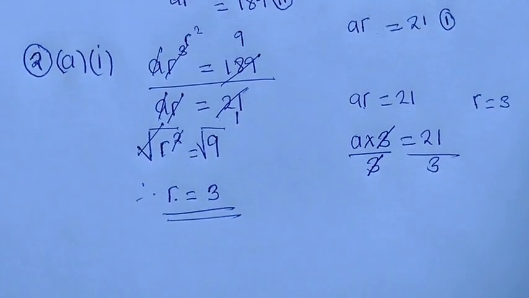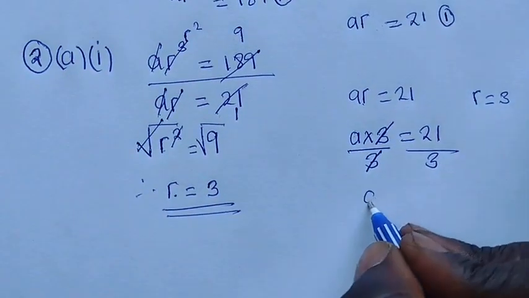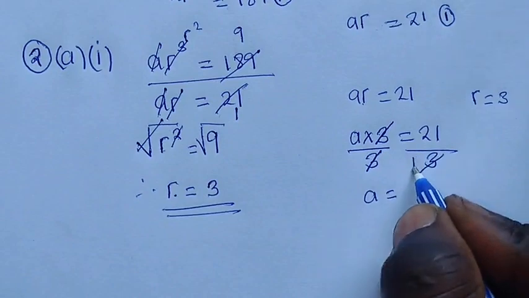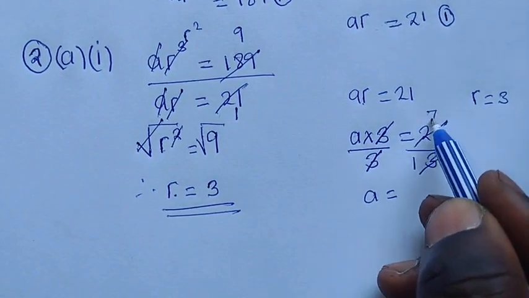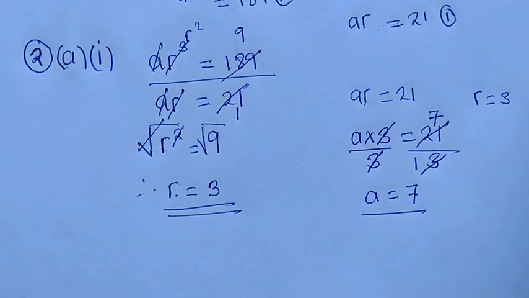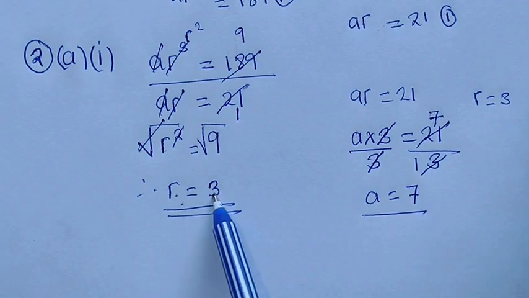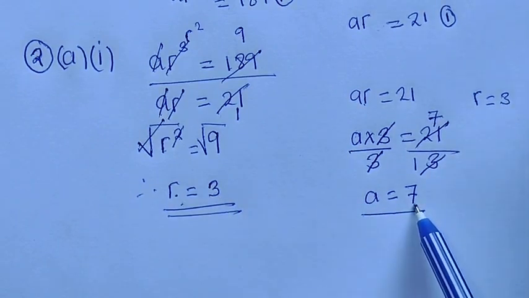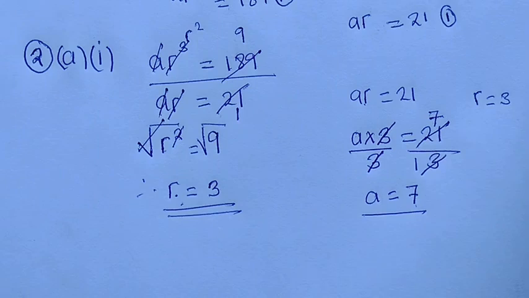So 3 and 3 will cancel. You remain with a equal to 21 divided by 3, which is 7. So this is our answer. The common ratio is 3. The first term is 7. So we have answered our question a(1).